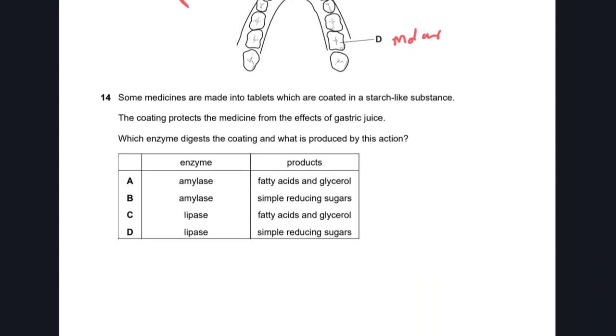Here you have some medicines they made into tablets, and the capsules or tablets are coated with the starch. And to break that down we need the enzyme amylase, and then amylase breaks down the starch into reducing sugar, which is maltose. B is the right answer.